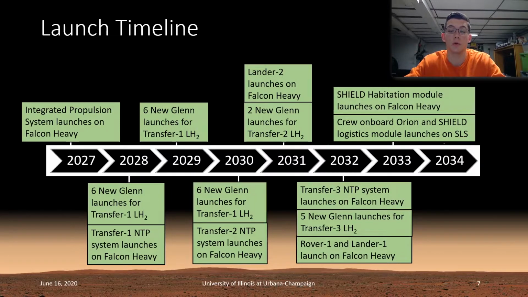2032 brings another propulsion system launch. This time it is Transfer 3, also aboard a Falcon Heavy. Following this, there will be 5 New Glenn launches throughout the year for the Transfer 3 hydrogen tanks. And then, Rover 1 and Lander 1 are going to be launched on a Falcon Heavy. 2033 is the year where the final launches take place, where aboard the SLS, the Crew, Orion, and the logistics module will launch, and then the habitation module for SHIELD will launch on a Falcon Heavy.